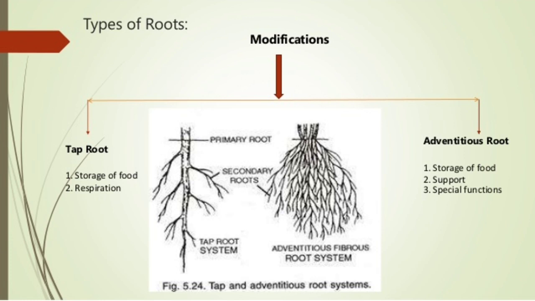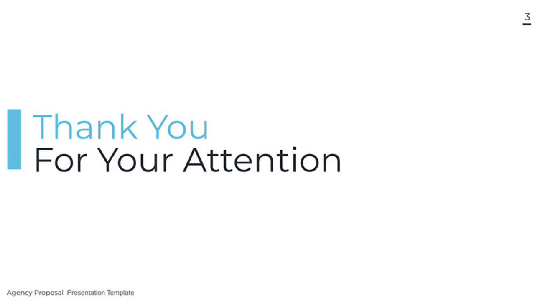The types of roots. After modification, roots are divided into two: taproot and fibrous root. Roots perform functions like storage of food, respiration, support, and other special functions.